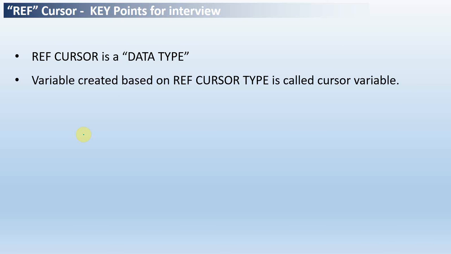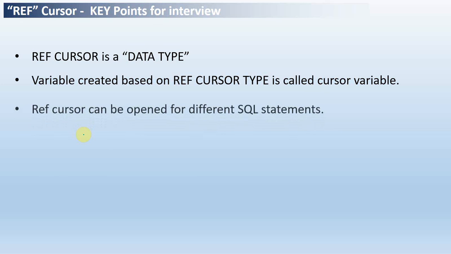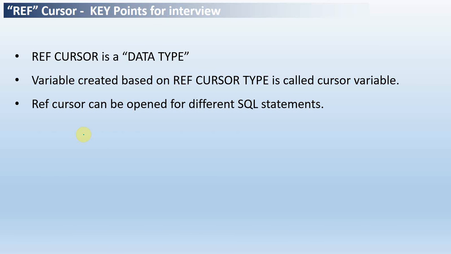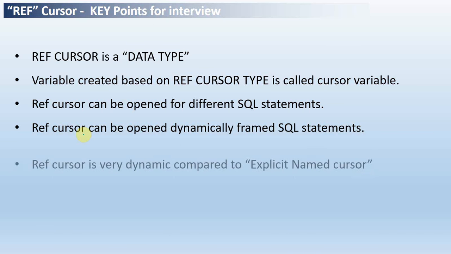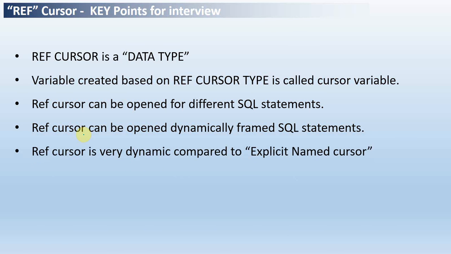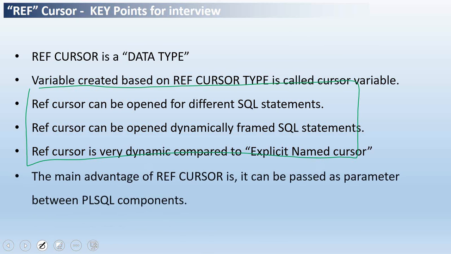The first point is that ref cursor is a data type. Then the variable that is created based on the ref cursor type is called the cursor variable. The main advantage of a ref cursor variable is that it can be used to open different types of SQL statements. One more main advantage is that it can be used to open a dynamically framed SQL statement. These are the key points from an interview perspective. Ref cursor is very dynamic compared to the explicit named cursor because at runtime you can open any different type of SQL or a dynamically framed SQL.